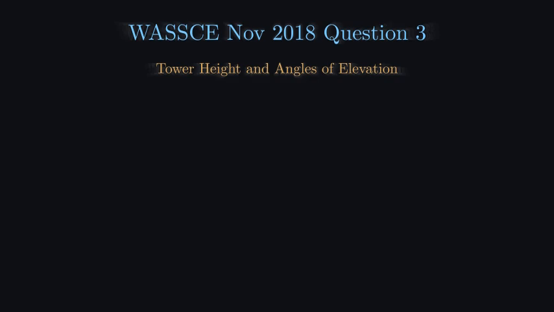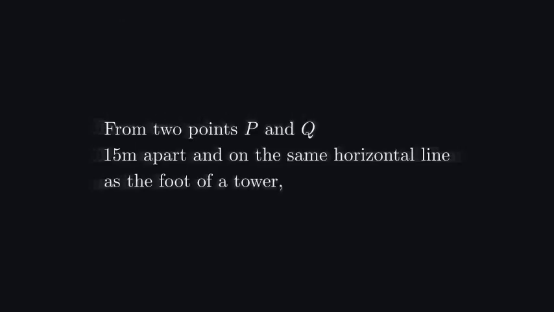Today, we are solving WASSCE November 2018 question 3. This is an angle of elevation problem involving two observation points on the same side of a tower. The question says that two points, P and Q, are 15 meters apart. They're also on the same horizontal line as the foot of a tower.